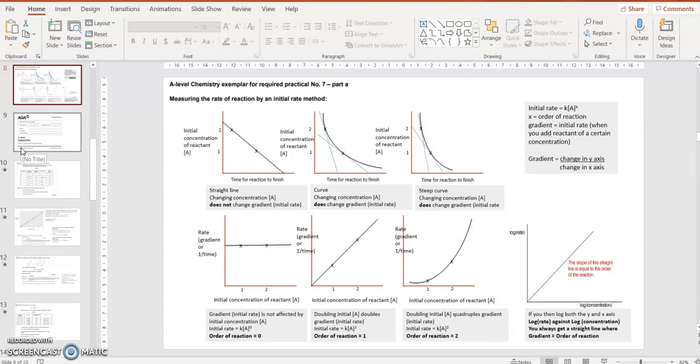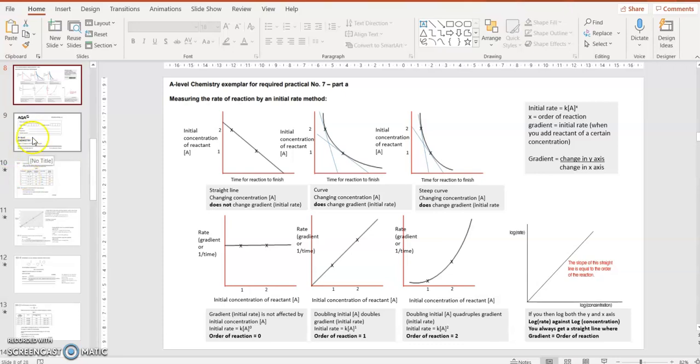Because the rate is not changing even though the concentration is changing. If it's a straight line going up, it's order 1, because doubling the concentration just doubles the rate. And if it's a curve like the one on the bottom right, it's order 2, because doubling the concentration doesn't just double the rate, it sometimes multiplies it by 4 or by 8. It goes up in a curve.